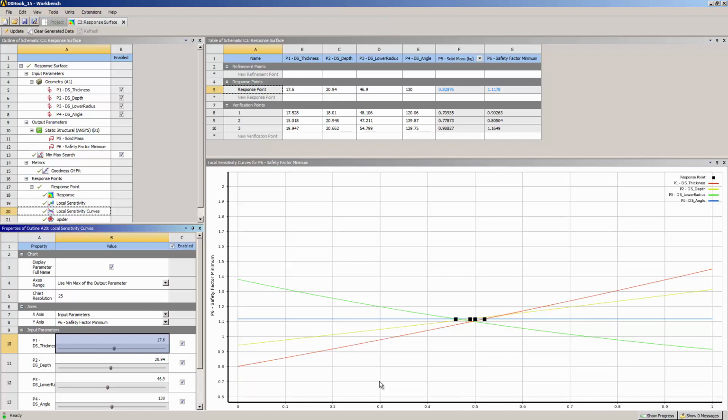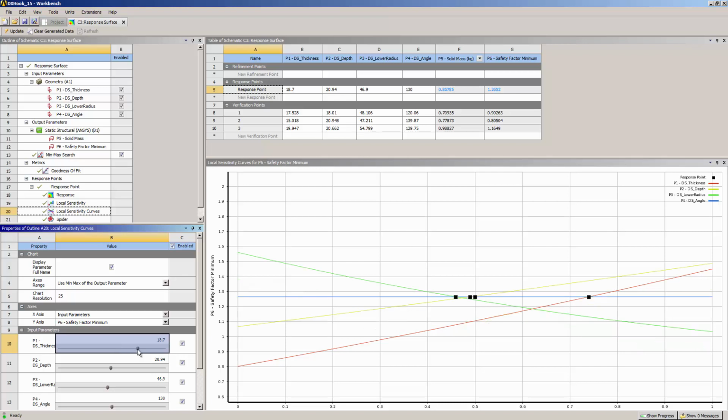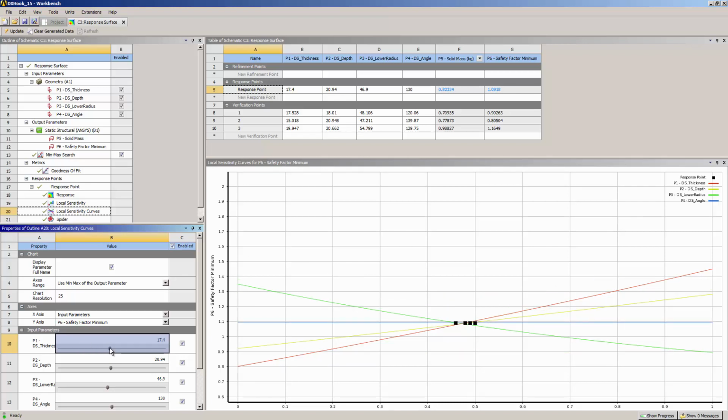The ends of the curve on the x-axis indicate the lower and upper bounds of its range, while the angle of the curve indicates the rate of variation. When I move the slider for an input, say for thickness, the curves for all the other inputs are adjusted accordingly. I can also view this chart for two outputs.